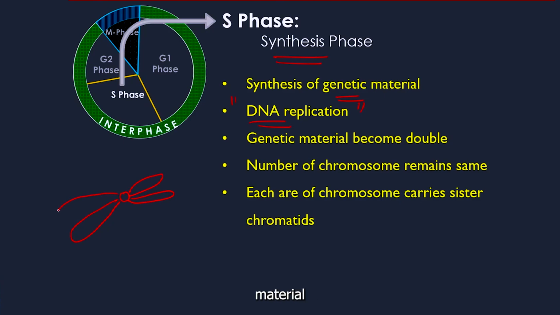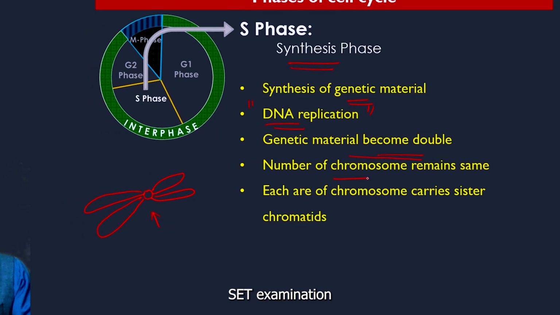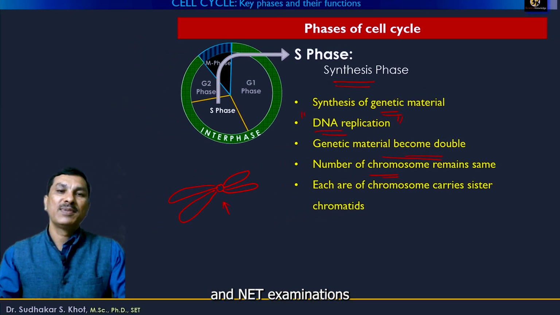Obviously, the genetic material becomes double, but the number of centromeres remains the same, and therefore the number of chromosomes remains the same. This is one important fact which is asked in various competitive examinations like SET and NET examinations.